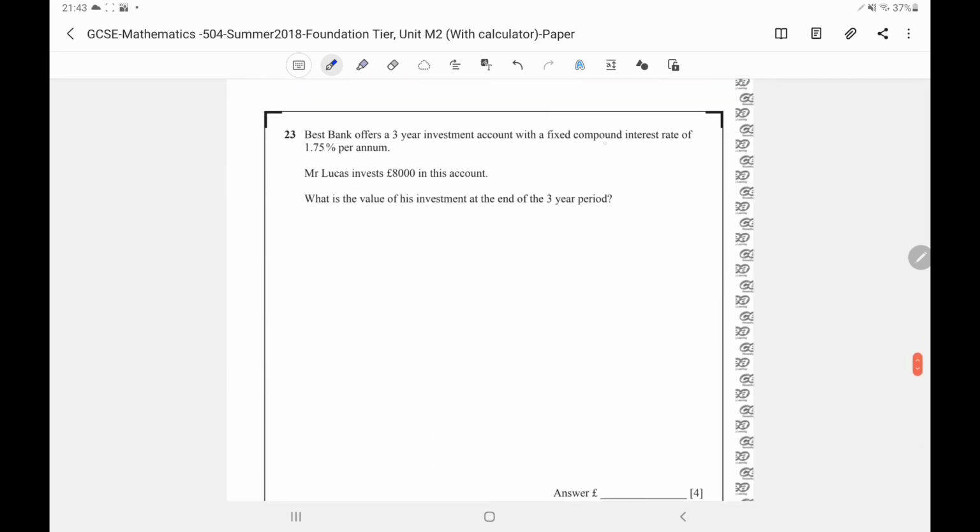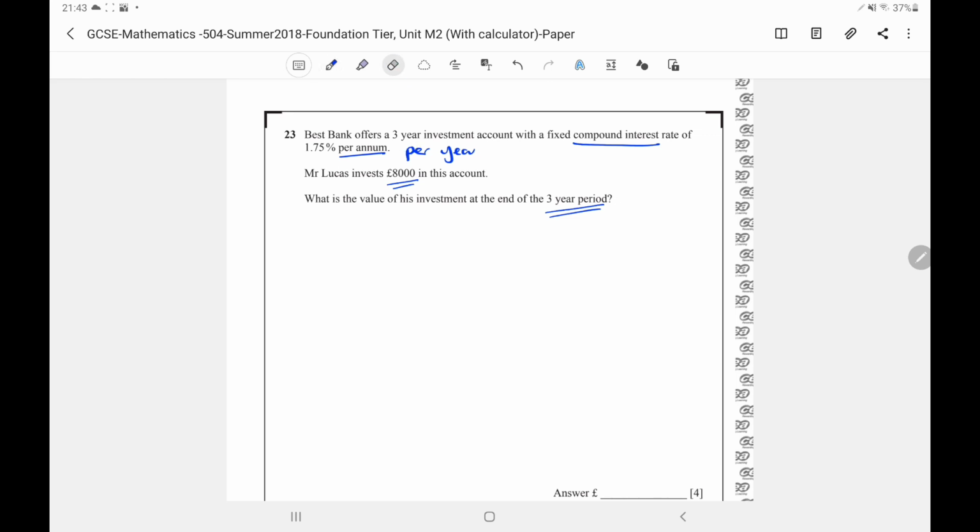Question 3 is a compound interest question. Best Bank offers a 3-year investment account with a fixed compound interest rate of 1.75% per year. Mr. Lucas invests £8,000 in this account. What is the value of his investment at the end of the 3-year period? If we're trying to learn these questions quickly, we might have to learn a quick method.